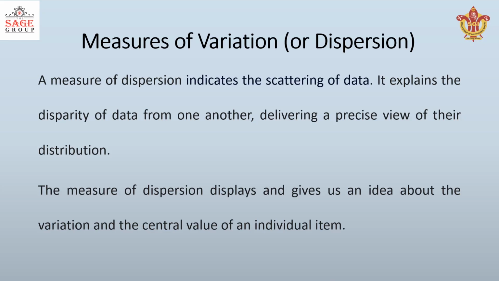So let us begin by understanding what is a measure of variation. Now, a measure of dispersion or variation indicates the scattering of data. It explains the disparity of data from one another, delivering a precise view of their distribution. In other words, a measure of dispersion gives us an idea about the variation and the central value of the distribution.